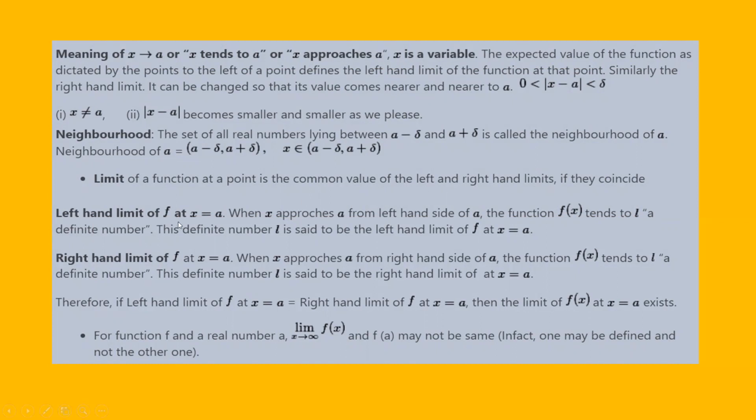Left limit of a function at x equals a: x approaches a from the left hand side of a, and the function f(x) tends to L, a definite number. Likewise, the right limit of f(x) at x equals a, when x approaches from the right hand side of a, the function f(x) tends to L, a definite number. Therefore, if the left hand limit of a function at x equals a equals the right hand limit of the function at x equals a, the limit of the function f(x) at x equals a exists. It is denoted by limit x tends to a of f(x).